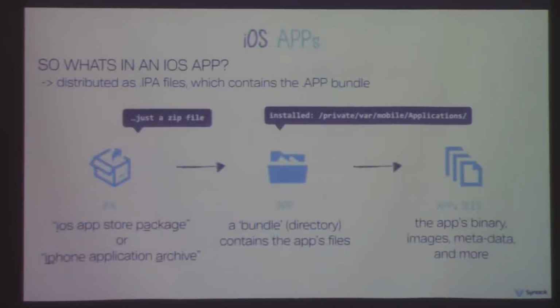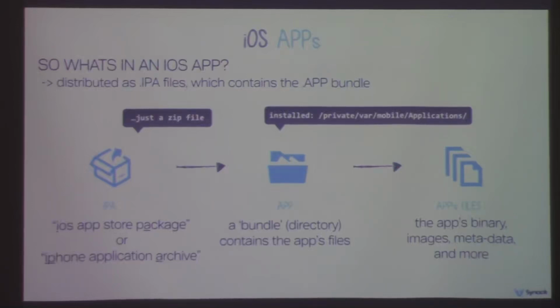All right, so let's look at an app. So apps are distributed as .ipa files. I'm actually not sure what that acronym means. There are some suggestions on Wikipedia, but basically it's just a zip file. If you change the extension to .zip, you can double click it and it'll expand.